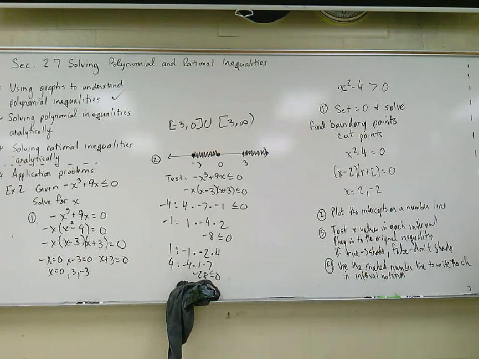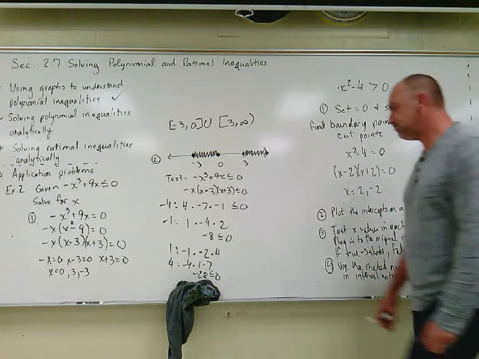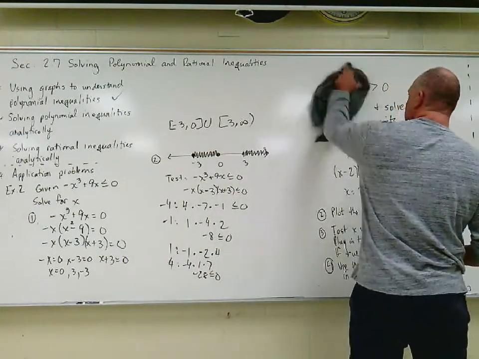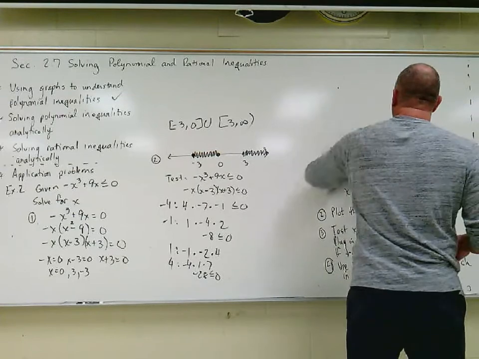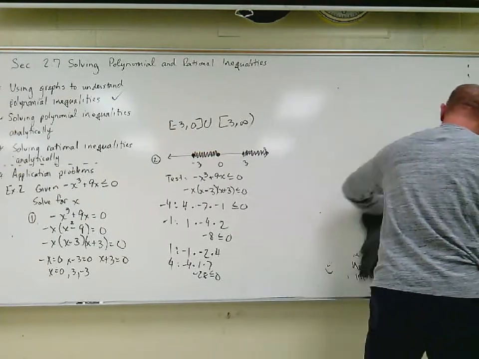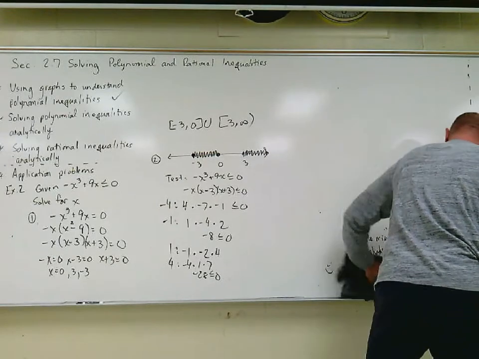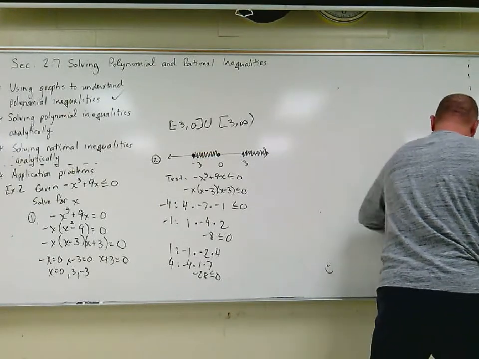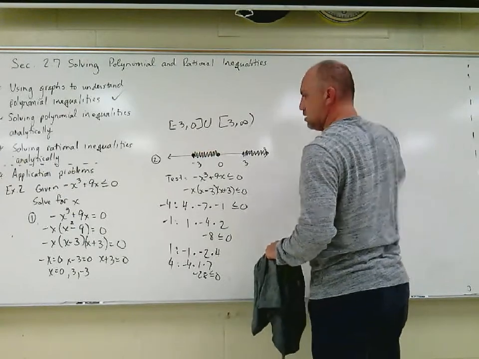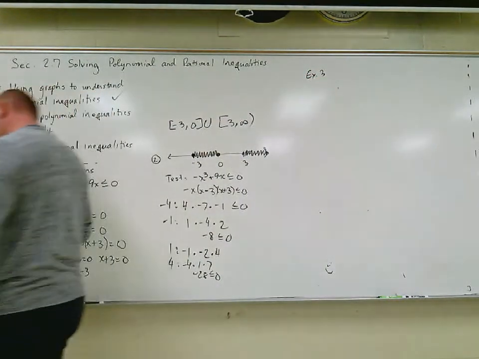Okay? Got it? We'll do another one. I'm going to erase the steps. Hopefully you have them because you're not going to see these steps anyway. All right. Example 3. Same thing, except here's my inequality.